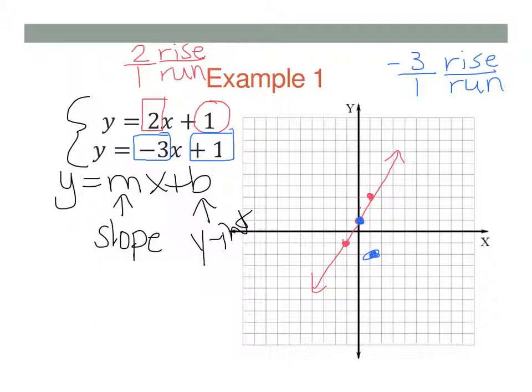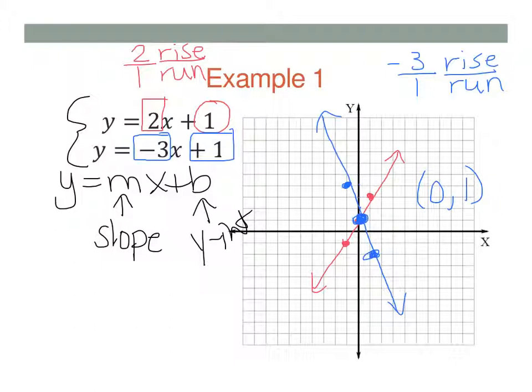If we go back to our y-intercept up here at 0, 1, we can go up 3, 1, 2, 3, but instead of running to the right, we run to the left. And we can put a point there. Now, when we are looking for the solution to a system of equations, we look at where the two lines intersect. At what point did the two lines intersect? They intersected at the point 0, 1. So 0, 1 is our solution.